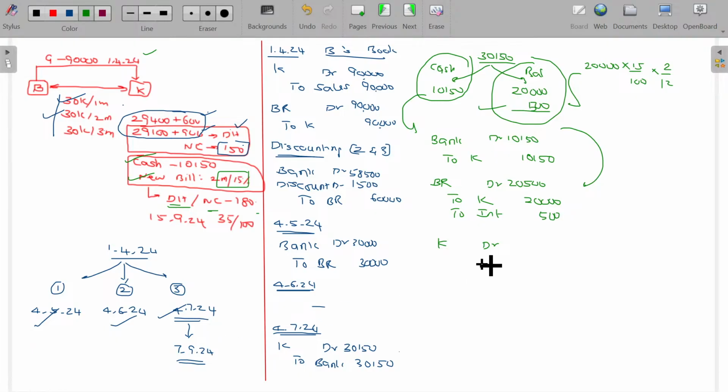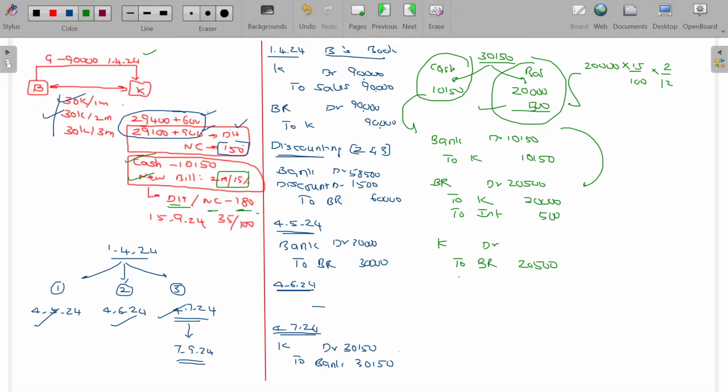So K account debit. How much? 20,500 to what? BR account. BR account being 20,500. So I called him, sir, your bill not in cash, so you have to pay me 20,500. So you are my debtor to the extent of 20,500. Okay. Apart from that, the status of BR getting cancelled, dishonored. No, I got certified from the notary public. For that, I have paid 180. So now you have to pay me that 180 also.